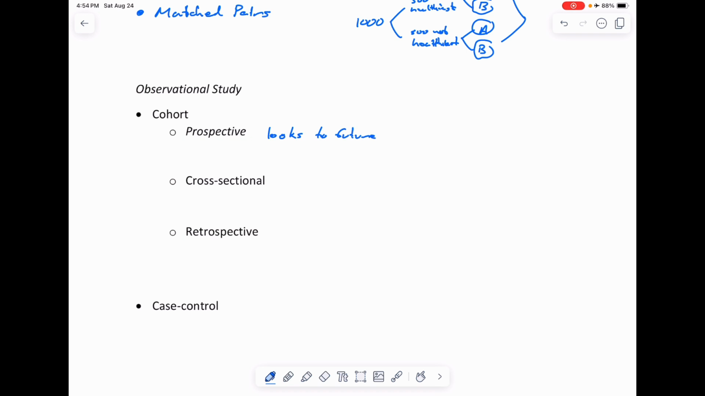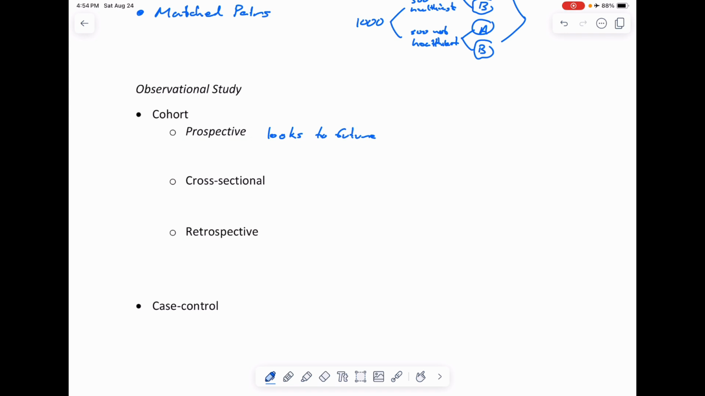So I select a group today and I follow them along as they progress. Maybe I'm studying dietary habits and how that impacts health. So I'm looking today at their health. I'm going to follow them for the next 10 years and they're going to track what they're eating. I'm going to follow their diet, and 10 years from now we're going to see if there's any health differences between them and if we can see any correlations between their diet and their health.